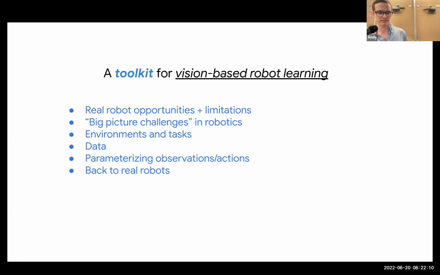Relative emphasis on different things: real robot opportunities and limitations, the big picture challenges in robotics, environments and tasks, data. It's kind of a niche, but I think it's really important: parameterizing observations and actions and bringing it back to real robots.